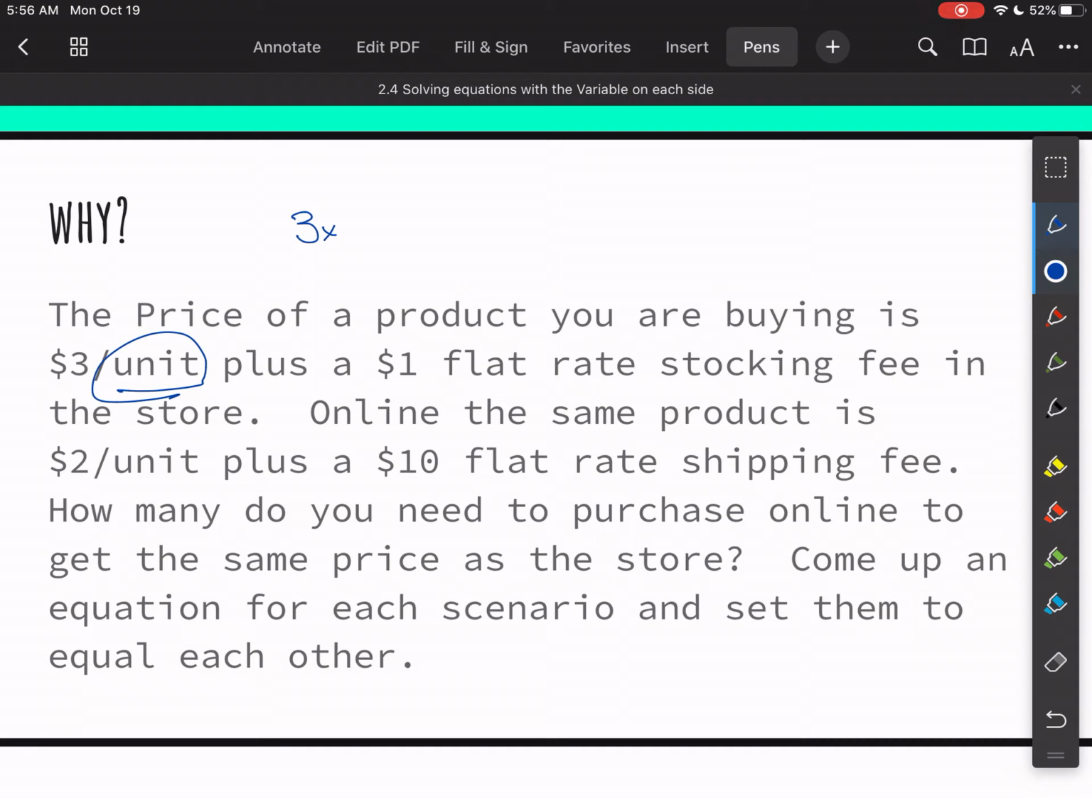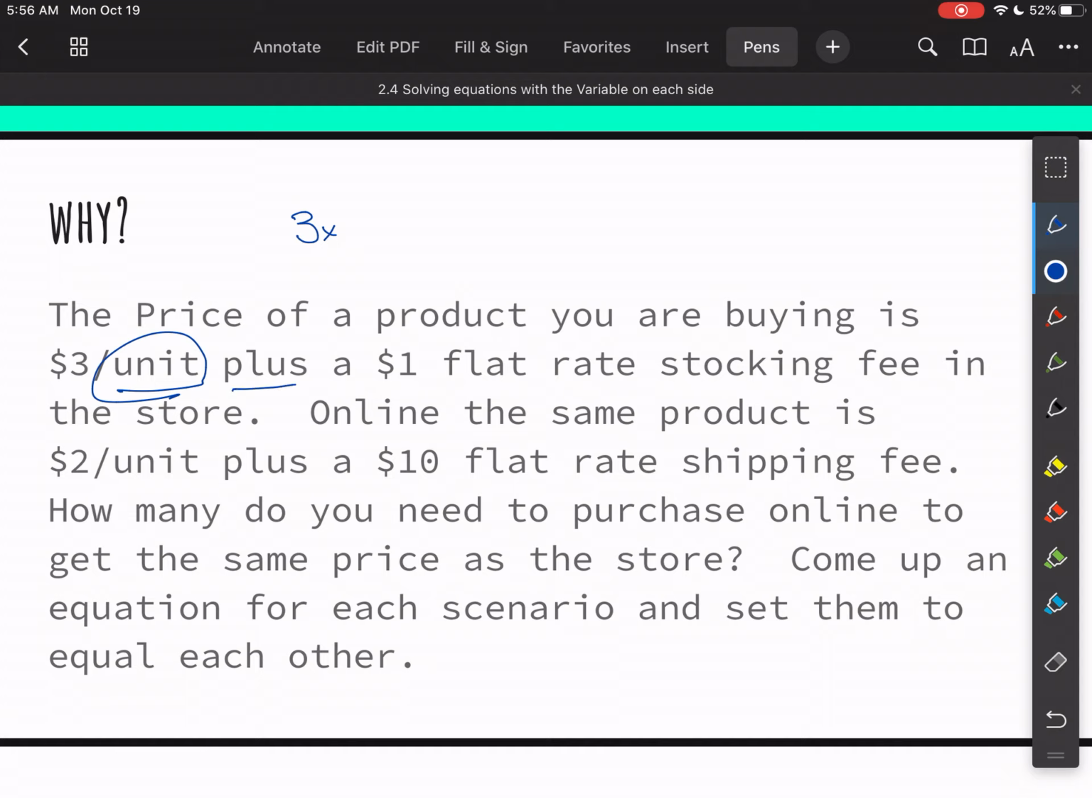The reason I'm multiplying here is if it's $3 per unit, let's say that we had 3 units. That's 3 plus 3 plus 3, or 3 times 3. So I plug a 3 in for x there, and you would get 9. So when it's $3 per something, we're going to multiply that thing out.